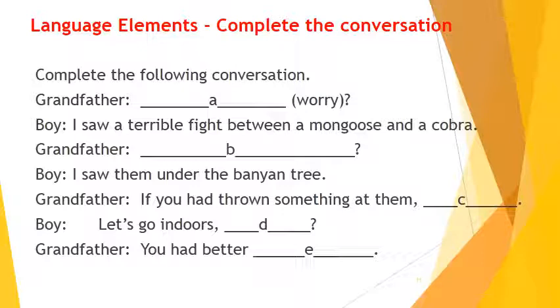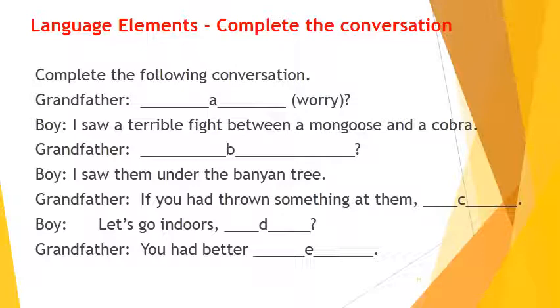B. The question that you have, what question you have to write. See, the boy answers the question asked by the grandfather. If you had thrown something at them, something might have happened after that. If clause, had with had. If you had.